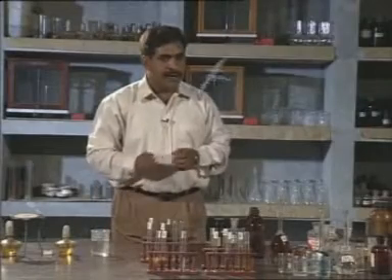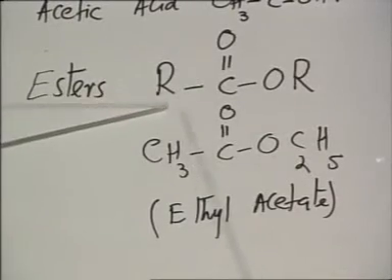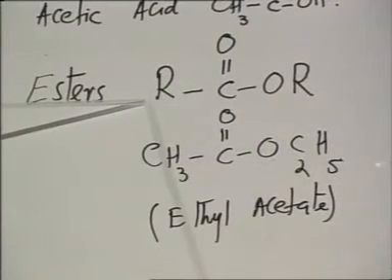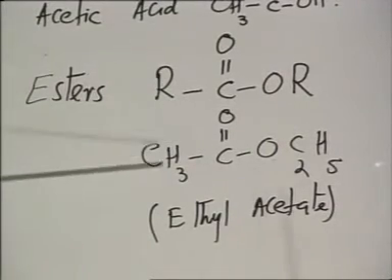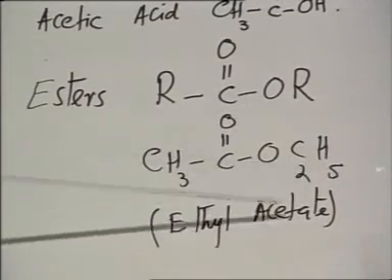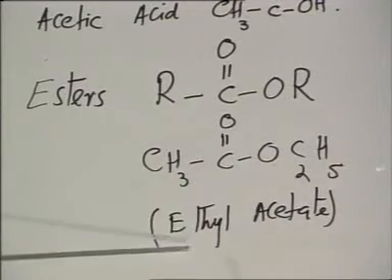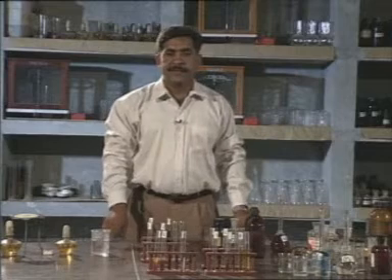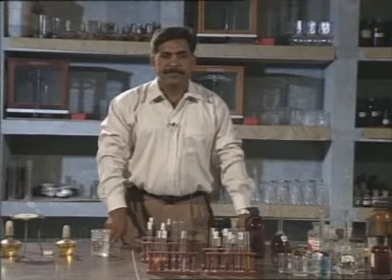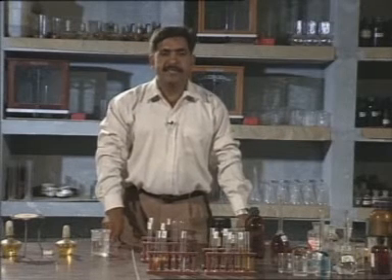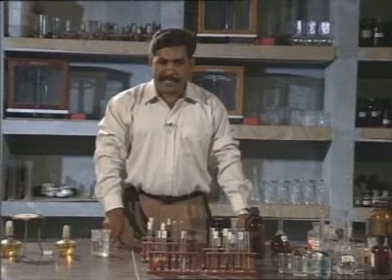Esters are organic compounds whose general formula is R-C double bond O-OR, where R stands for alkyl groups. An example of esters is CH3-C double bond O-O-C2H5, and the name of this compound is ethyl acetate. So far, we have studied aromatic compounds, aliphatic compounds, aldehydes, ketones, carboxylic acids, and esters. Have you any other question?